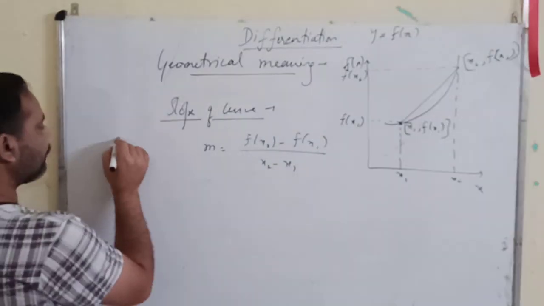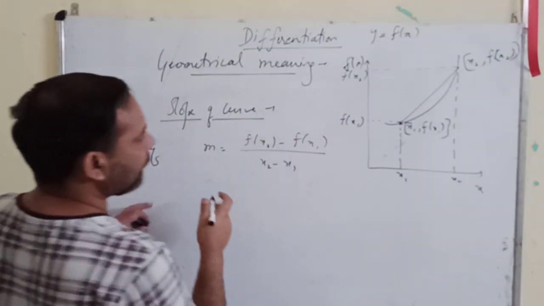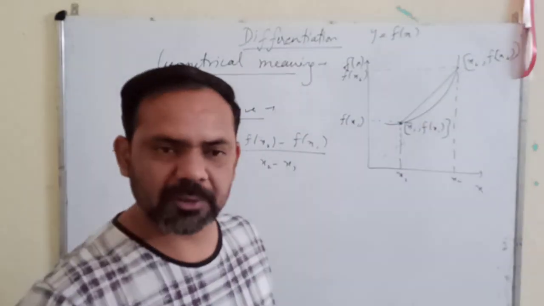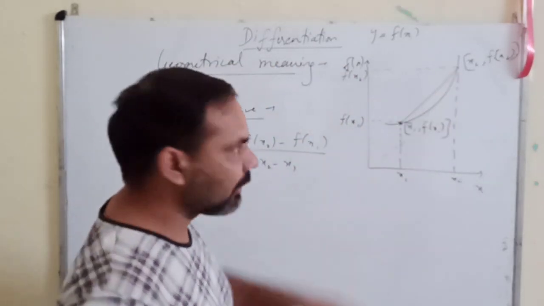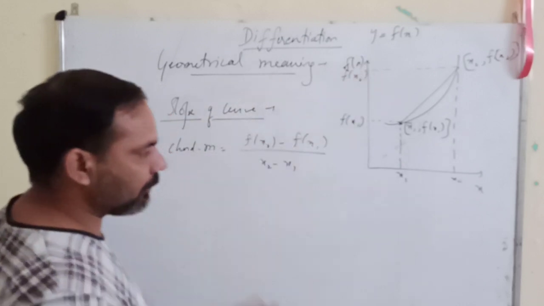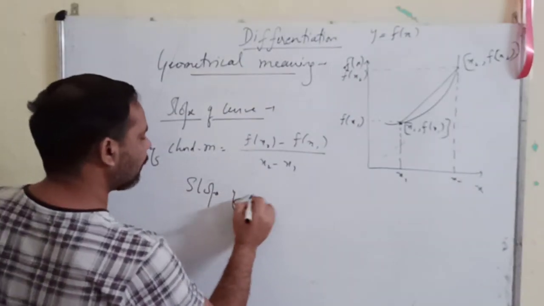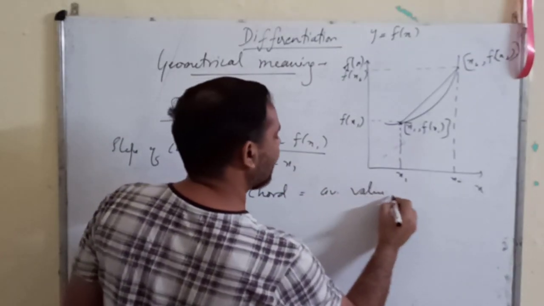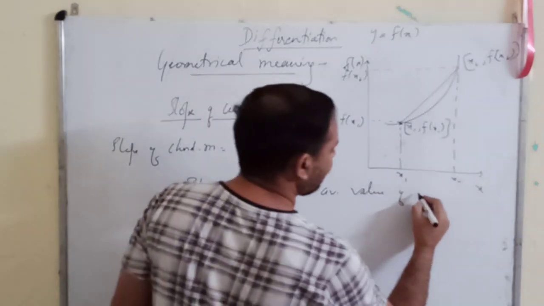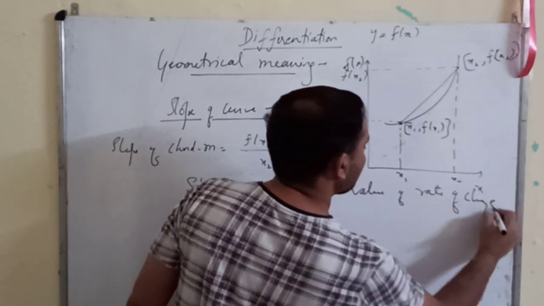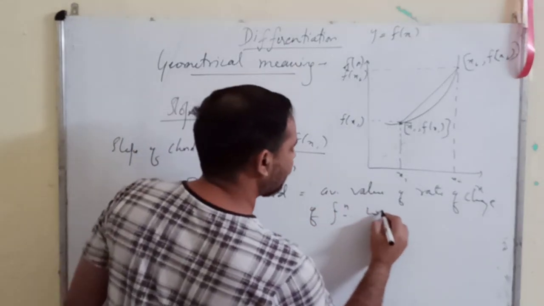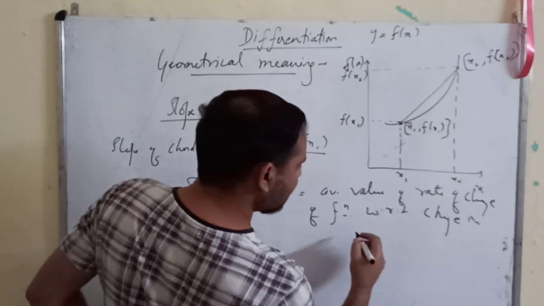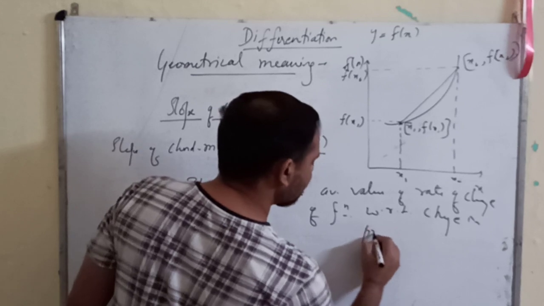This is the slope of the chord. Any line joining 2 points of the curve is called a chord. So the slope of the chord gives you the average value. Remember this: slope of chord is equal to the average value of the rate of change of the function with respect to the change in pre-image.